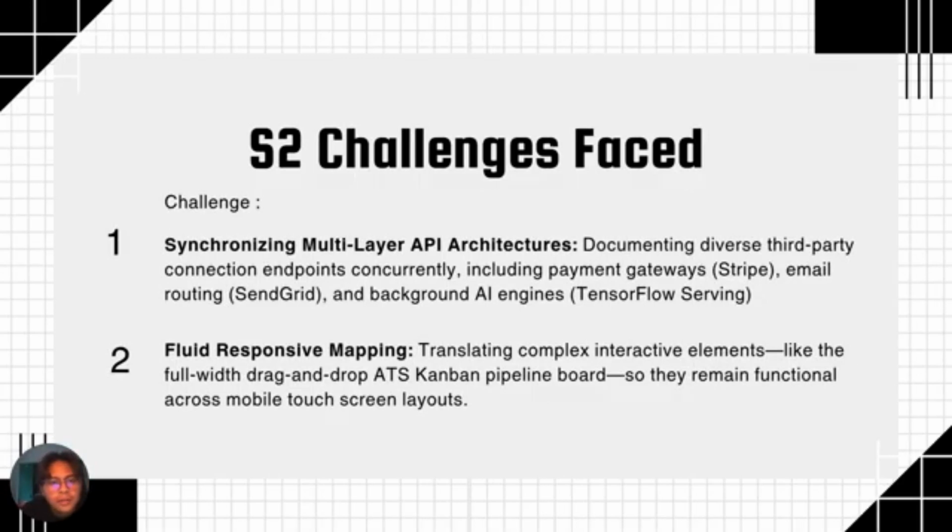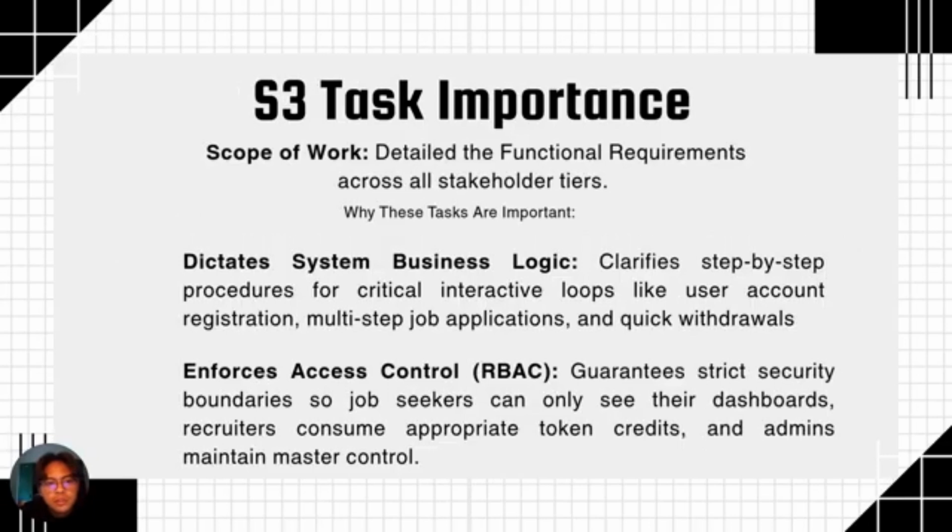Okay. Hi, my name is Hazin Hilmi, and I will continue to present for Section 3. First, Section 3 task importance. The scope of work details the functional requirements across all stakeholder tiers. Why are these tasks important? Because it dictates system business logic, and clarifies step-by-step procedures for critical interactive loops like user account registration, multi-step job application, and quick withdrawal.